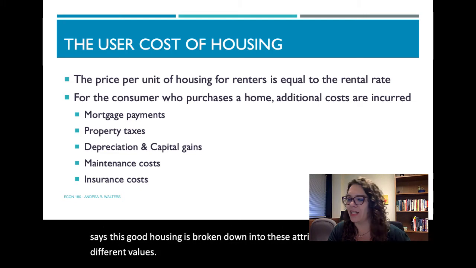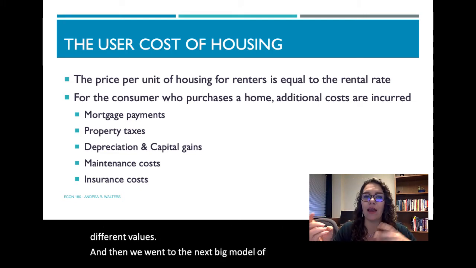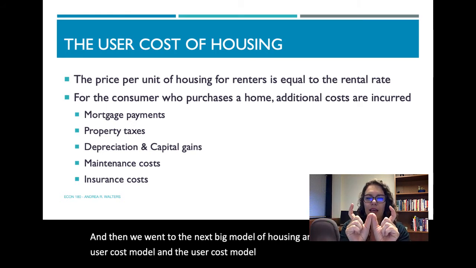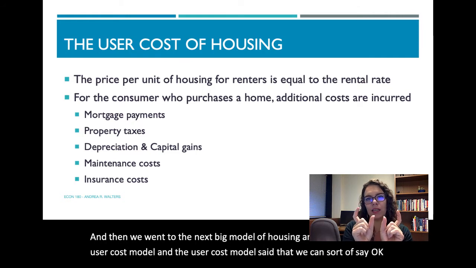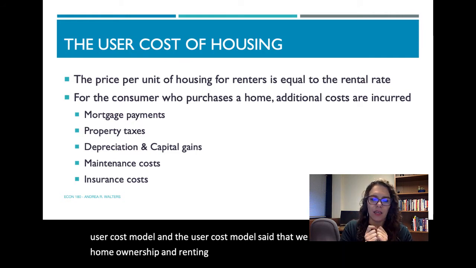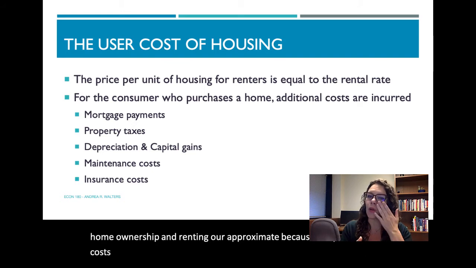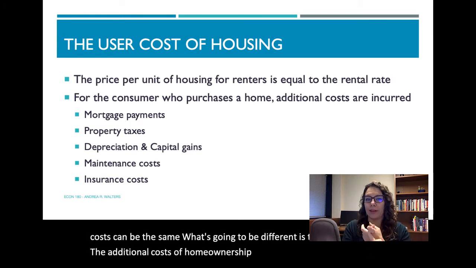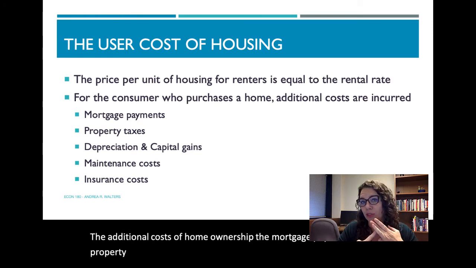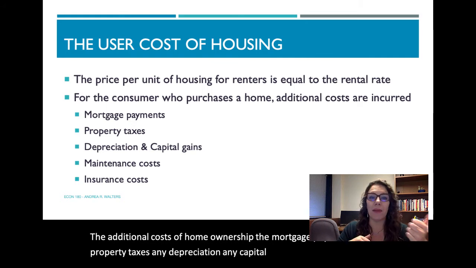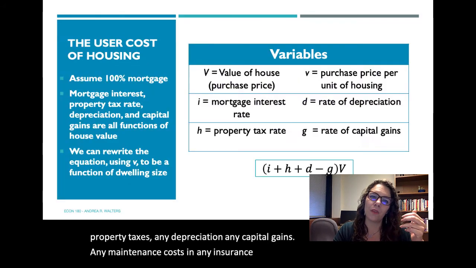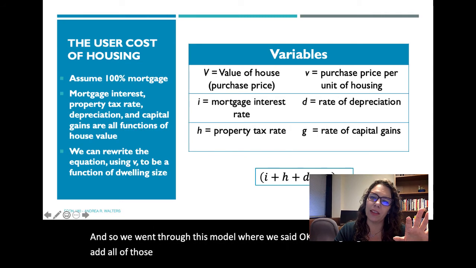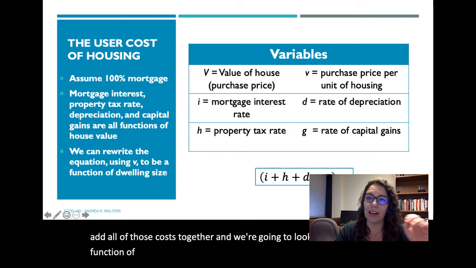And then we went to the next big model of housing, the user cost model. The user cost model said that home ownership and renting are approximate because the per unit costs can be the same. What's going to be different are the user costs, the additional costs of home ownership: the mortgage payment, property taxes, any depreciation, any capital gains, any maintenance costs, and any insurance costs. So we went through this model where we add all of those costs together, and we look at them as a function of quantity and the value of the house.